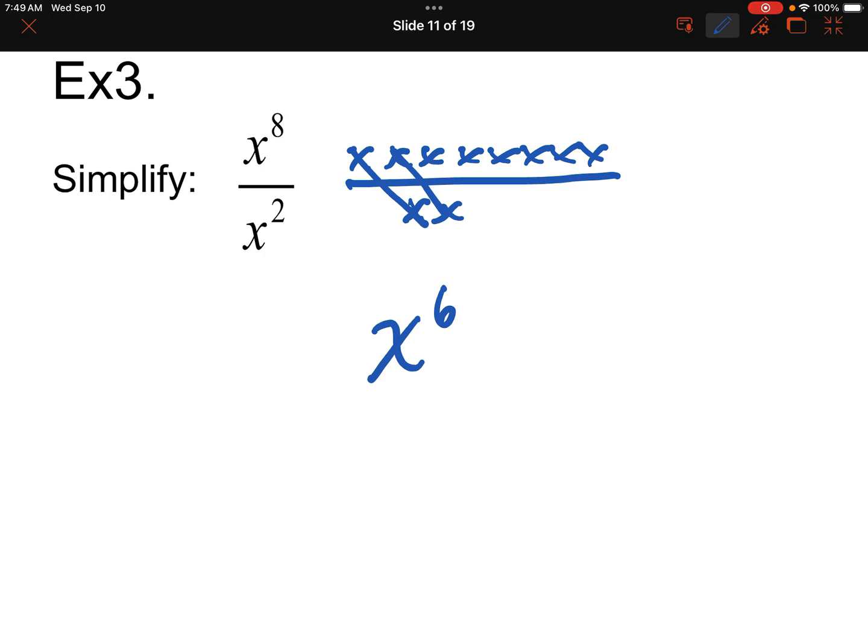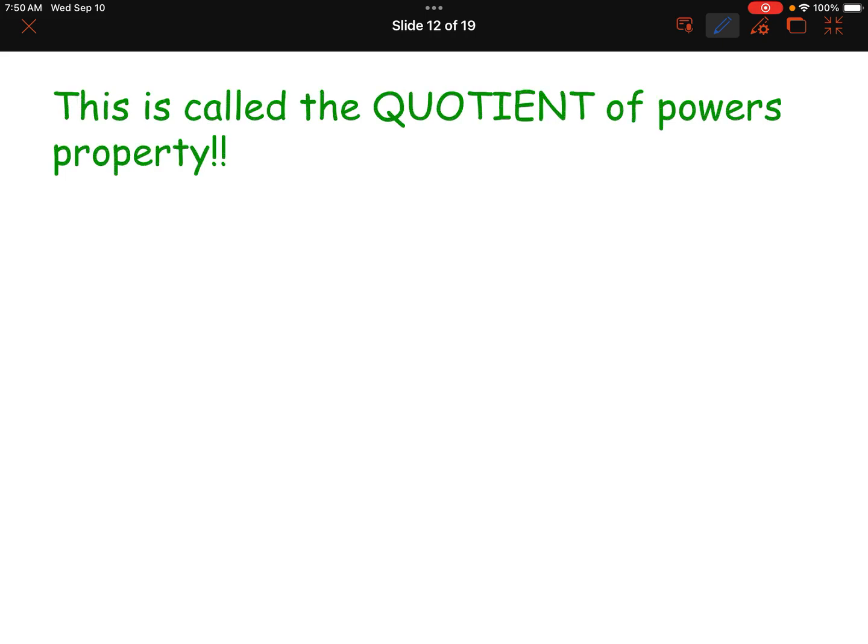Hopefully you're discovering that, wait a minute, every time I do this, whatever these exponents are, just like we were doing tricks with them yesterday, or last class, we would have x to the 8th over x to the 7th, or 2nd, would leave me with x to the 6th. And that brings us to our quotient of powers property.